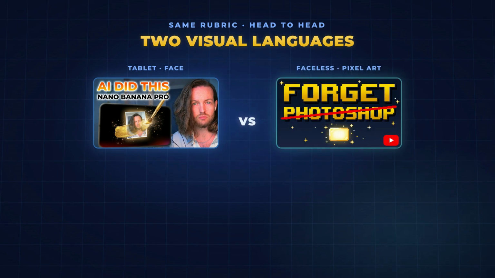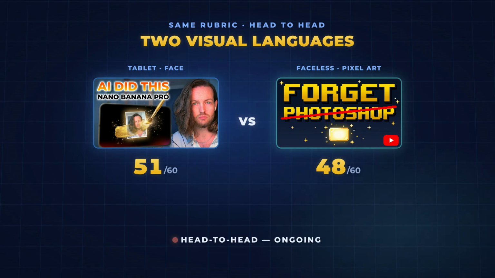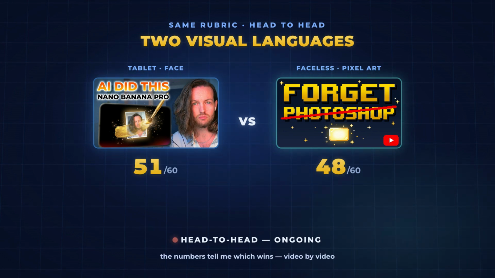And notice what just happened across this whole video. Tablet style face thumbnails and faceless pixel art thumbnails got scored on the exact same rubric head to head. I don't have to guess which visual language wins for a given topic anymore. The numbers tell me video by video.